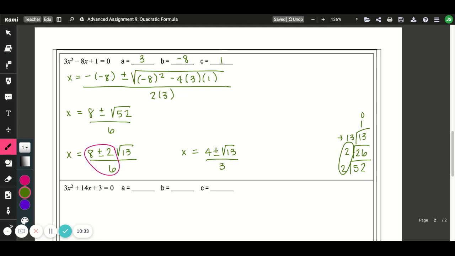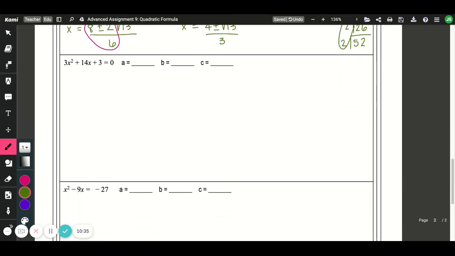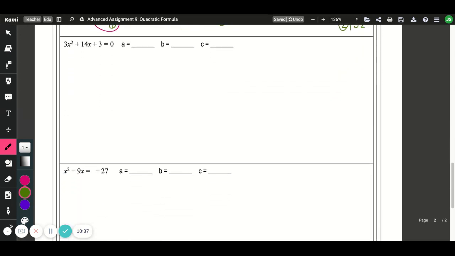So we have a couple more. 2 more. Okay. A is 3, B is 14, and C is 3. So go ahead, substitute it all into the quadratic formula and start simplifying and see how you do.